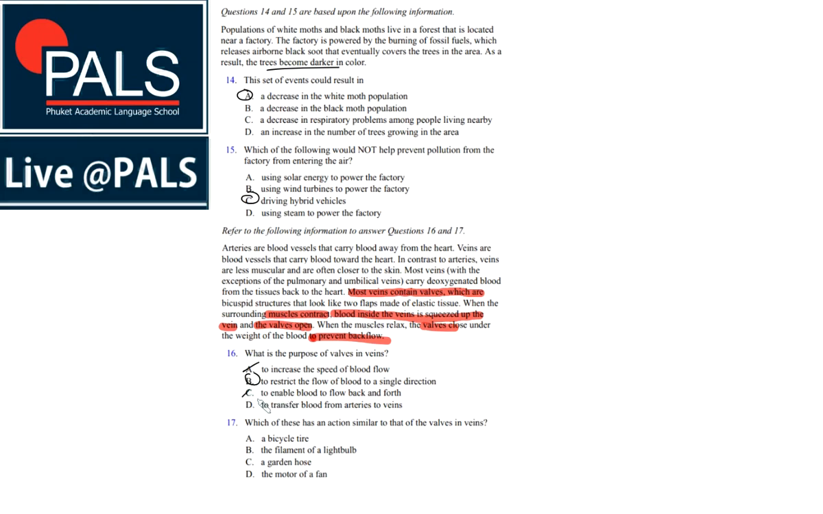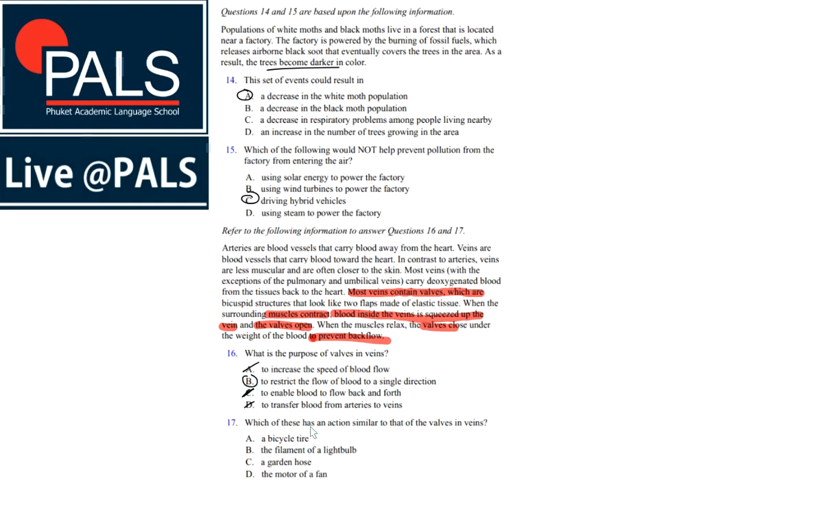This is definitely wrong. The valves do not enable the blood to flow back and forth. They do the opposite. They only allow blood to flow in one direction, so we can exclude that too. D, to transfer blood from arteries to veins. There's something mentioned here that arteries and veins are connected in some way, but the valves are not involved in this in any kind. So the correct answer here is definitely B, to restrict the flow of blood into a single direction.